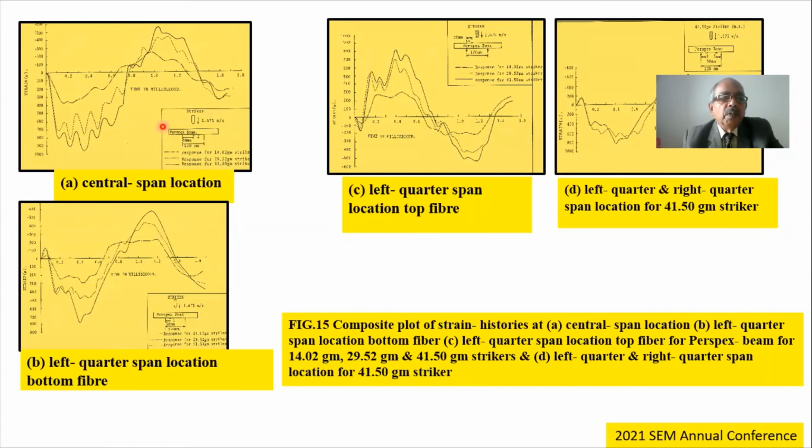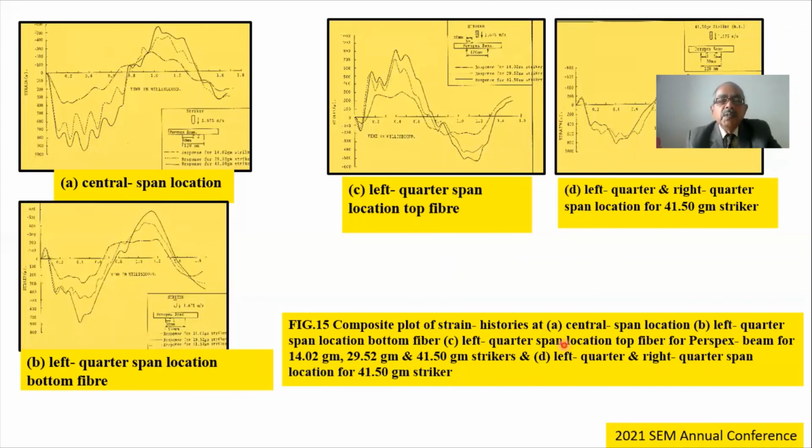Similarly, this is also a composite plot for the central impact, showing how different materials behave under central impact conditions. The other two, left quarter and right quarter, give the idea of the location of this strain on the beam, on top and bottom, as well as the left and right side strain gauges.